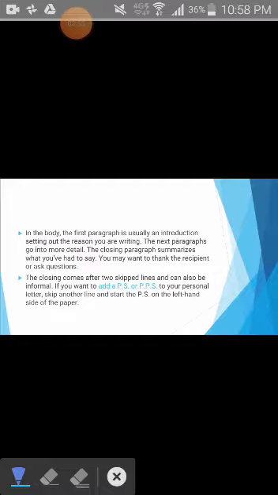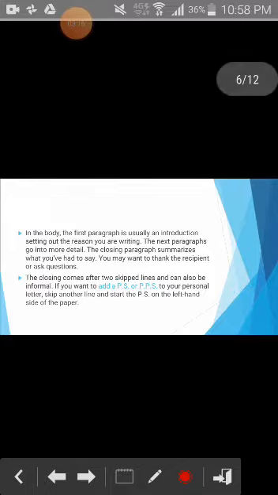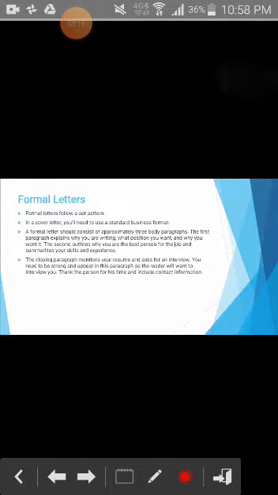Right, this is all about informal letters that normally do not come to your final examinations. But you must know the difference between informal letters and formal letters. These two slides were about informal letters or personal letters that normally do not come to your papers. Now what comes to your final paper, that is formal letters. Let's talk about formal letters.